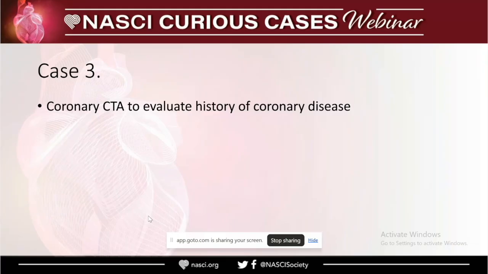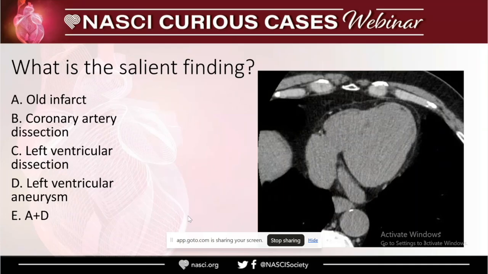And here the patient came for coronary CTA to evaluate some history of coronary disease. I'm going to show you a video, actually it's only a picture, and you need to detect the silent finding. So the options are organ infarct, coronary dissection, left ventricular dissection, or left ventricular aneurysm. And you need to tell me the finding. So what do you think it is?